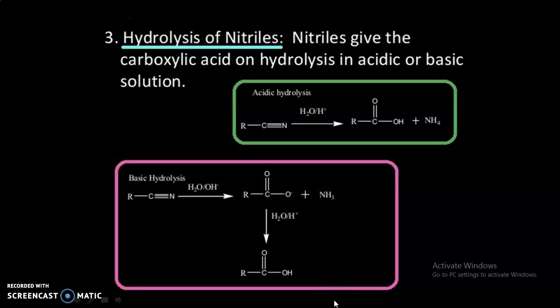Next reaction is hydrolysis of nitriles. Nitriles are also called alkyl cyanides. Nitriles or alkyl cyanides are compounds with the general formula RCN. They are prepared by treating alkyl halides with sodium cyanide. The nitriles on hydrolysis form carboxylic acid. Two methods are there, acid hydrolysis and base hydrolysis. Acid hydrolysis uses the acid H+, base hydrolysis uses the base OH-. RCN gives carboxylic acid.